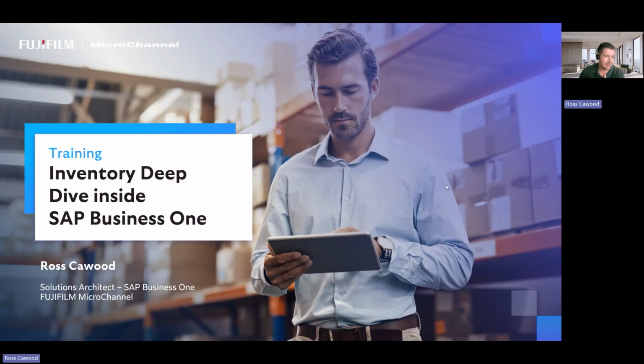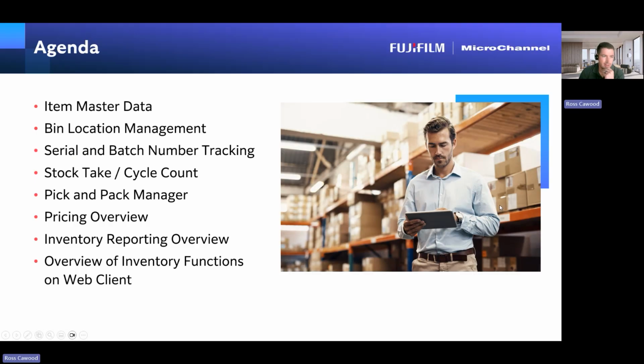So today we're just going to have a deep dive into the inventory module within SAP Business One. And what we'll be covering today is initially the item master data and going through all the different settings on your item master data. Then we'll have a look at bin location management. So for those of you who have warehouses with multiple bin locations and looking to set that up. And then we'll have a look at serial and batch tracking within SAP, as well as stock takes and cycle counts. And then we'll sort of get into pick and pack manager for dispatching of goods.